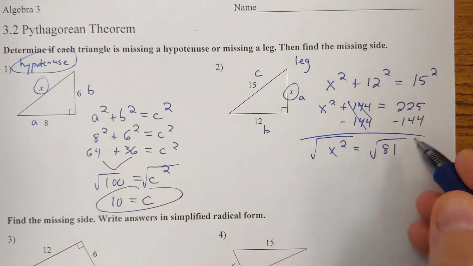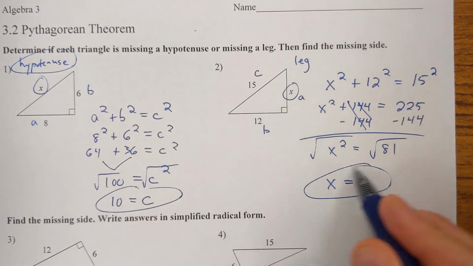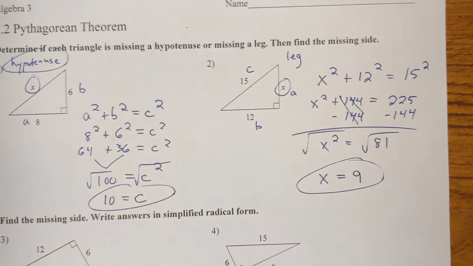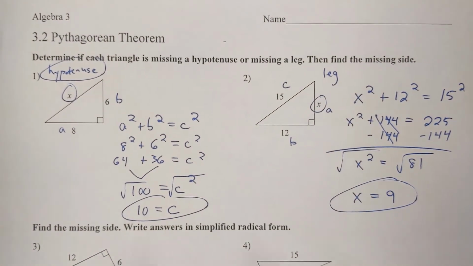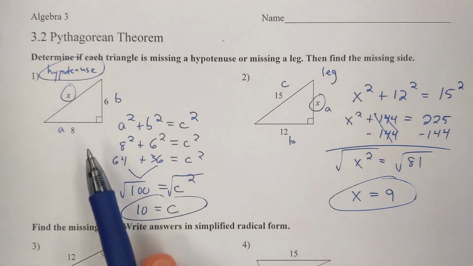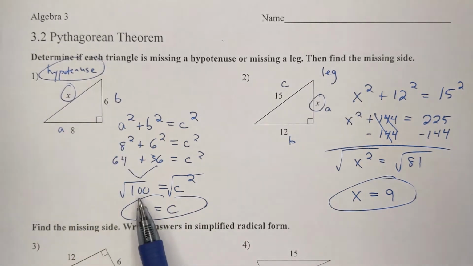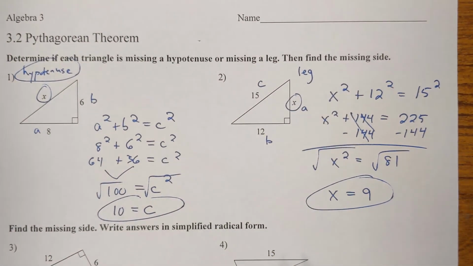Take the square root of both sides. X is equal to 9. Okay, so the missing leg in this case is 9. So what you're going to notice is, I kind of shortcut it like this. If you're missing the hypotenuse, you're going to take a squared plus b squared, and then take the square root of that sum. Now, if you're missing a leg, you're actually going to have to subtract.